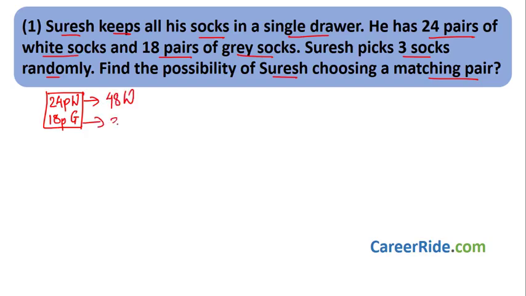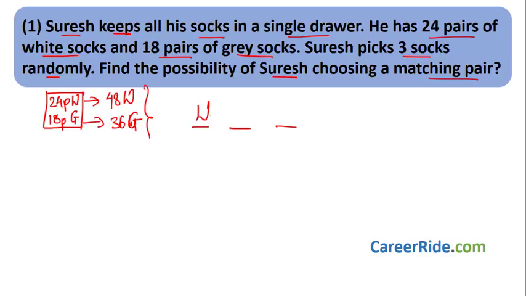He has 18 into 2, 36 grey socks. Suresh picks 3 socks randomly, right? So he picks 3 socks randomly. Let us say first he picks out of these 2 colors. Say he picks a white sock first. 3 socks are picked by him. The first sock which he picks, let it be white.